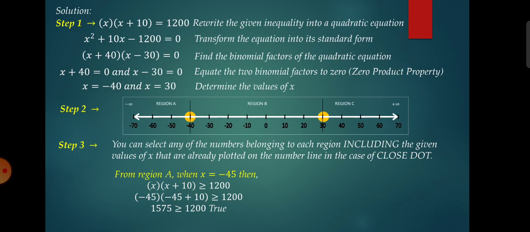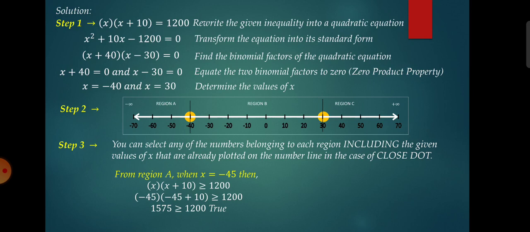The binomial, the second parenthesis, negative 45 plus 10, is negative 35. Negative 35 times negative 45: both are negative, so if we multiply, the result would become positive. Positive 1,575. Is it greater than 1,200? It is true. It is not equal, but at least it is true, because 1,575 is still bigger than 1,200.